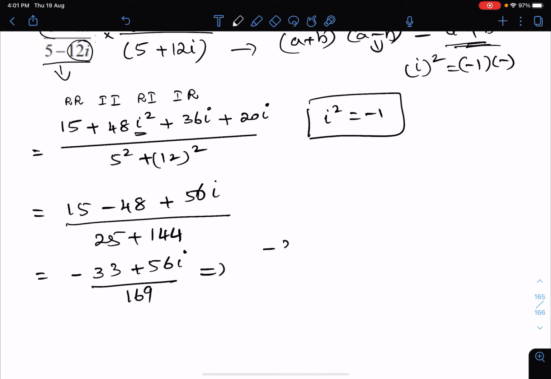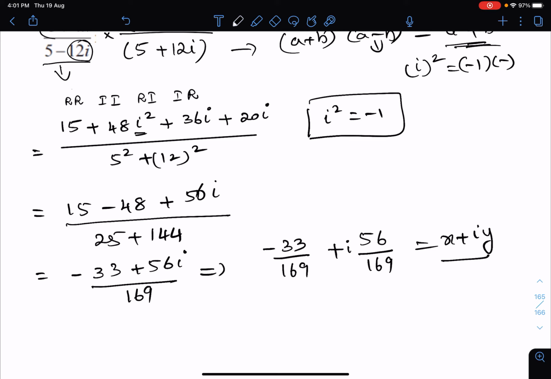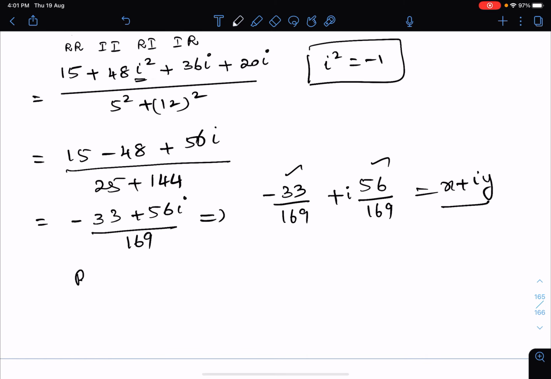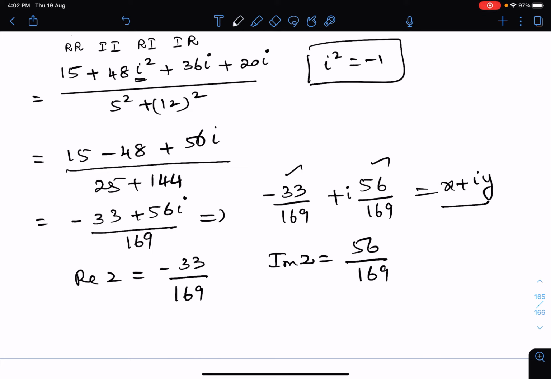So when you separate this, you get minus 33 by 169 plus 56i by 169. This is of the form x + iy, which is the standard form or the rectangular form. So now you have got the real part separately and the imaginary part separately. You are going to write it as Re(z) = -33/169 and Im(z) = 56/169. This is going to be our final answer. Okay, thank you.